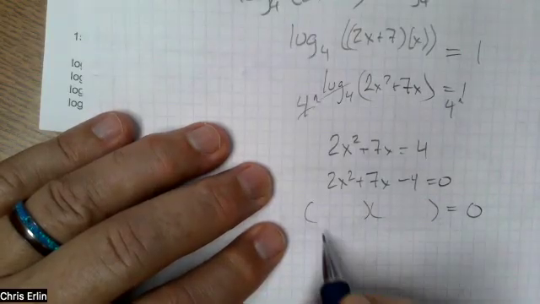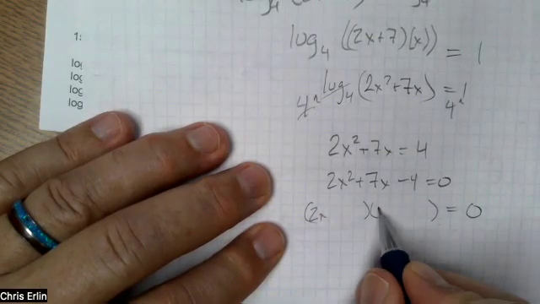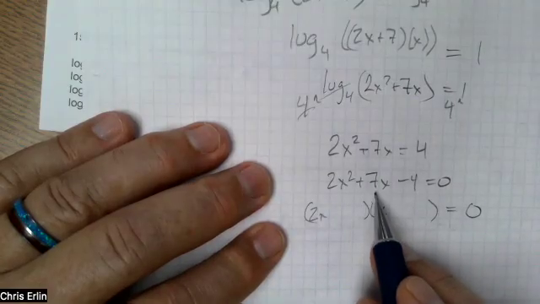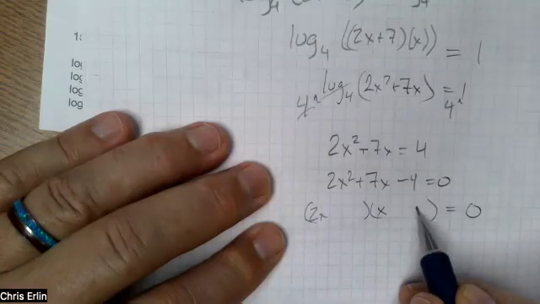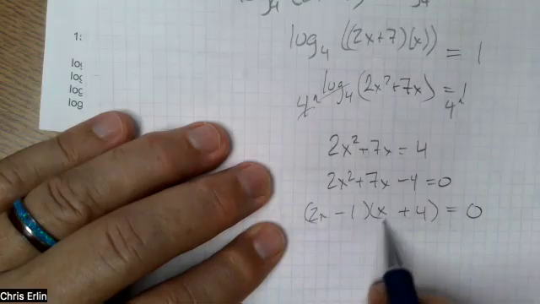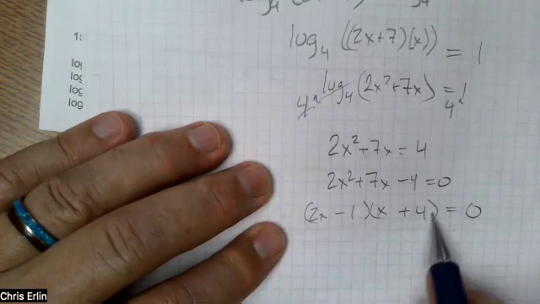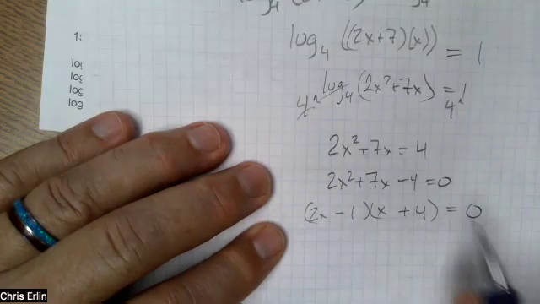I get to apply the zero product property. I know one of my terms is going to be 2x, the other one's going to be x. I need their difference to be 7. One's going to be positive, one's going to be negative. So I'm going to go 2 times 4 is 8, minus 1 times x is 1, so that's positive 7. Let's see, 2x squared plus 8x minus 1x minus 4, yep.